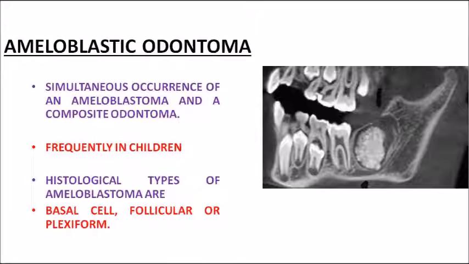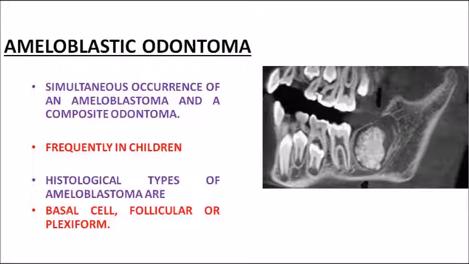Coming on to the next important type of odontogenic tumor, that is ameloblastic odontoma. In ameloblastic odontoma, there is simultaneous occurrence of ameloblastoma and a composite odontoma. Composite odontoma means it can be both types, compound and complex. The ameloblastic type of odontoma is mostly seen in children. You should note down that point. The ameloblastic variety which is seen mainly in children is ameloblastic odontoma.